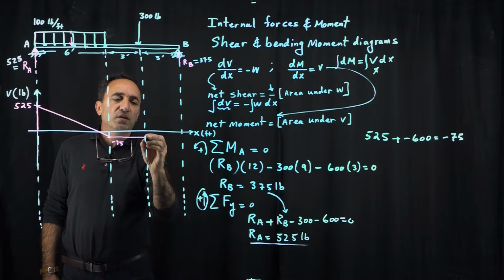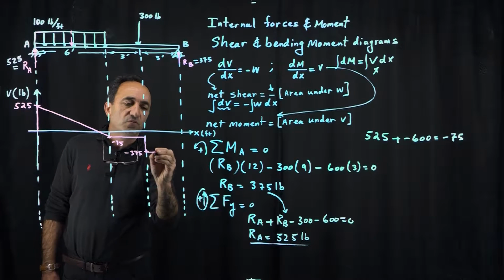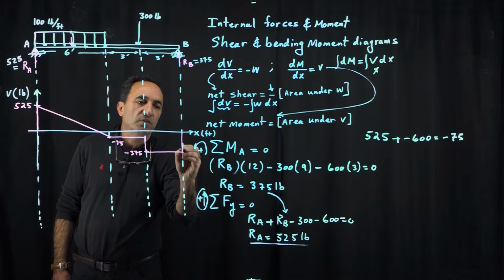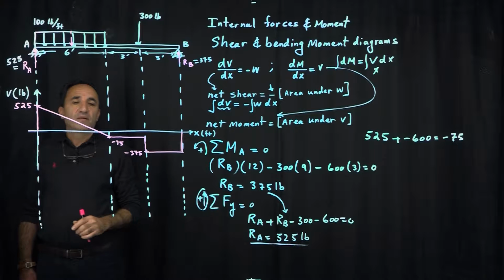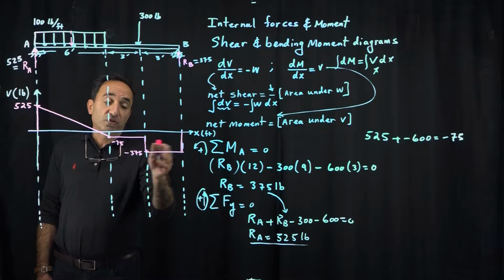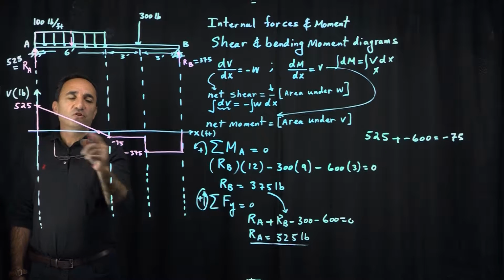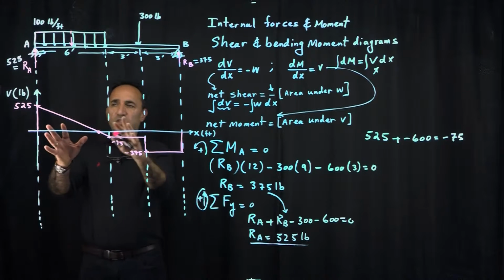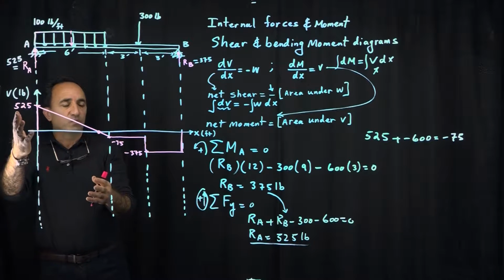Then we see the 300 down, so that should bring us to minus 375. And then notice that this negative 375 matches this 375. So we close the shear diagram, sorry. So here we go. This is our shear diagram. And then later on we'll look at this and say, okay, what's the maximum shear? And clearly you could see that 525.